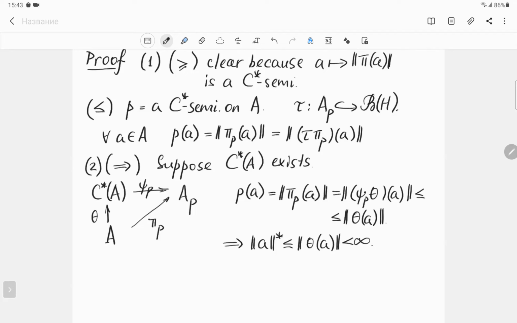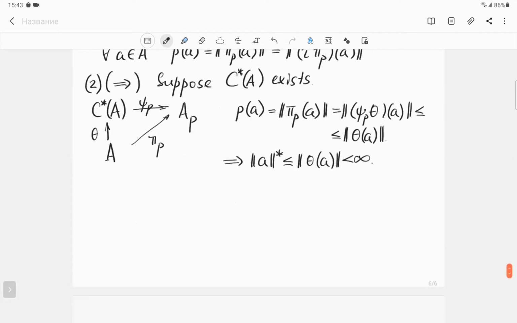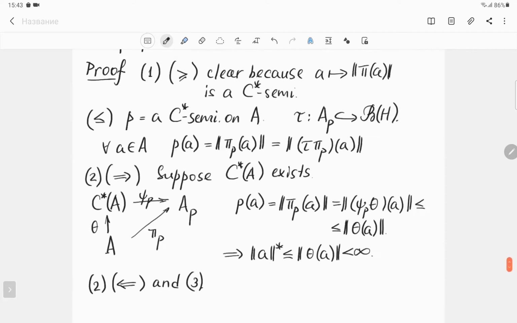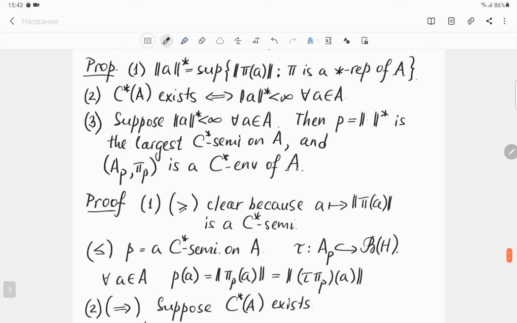Okay. And finally, we prove the right-to-left implication. This is the right-to-left implication in part 2. So we suppose that this is finite. And at the same time, we prove part 3. We denote it by P. And we will show that A_P together with pi_P is a C star envelope of A.